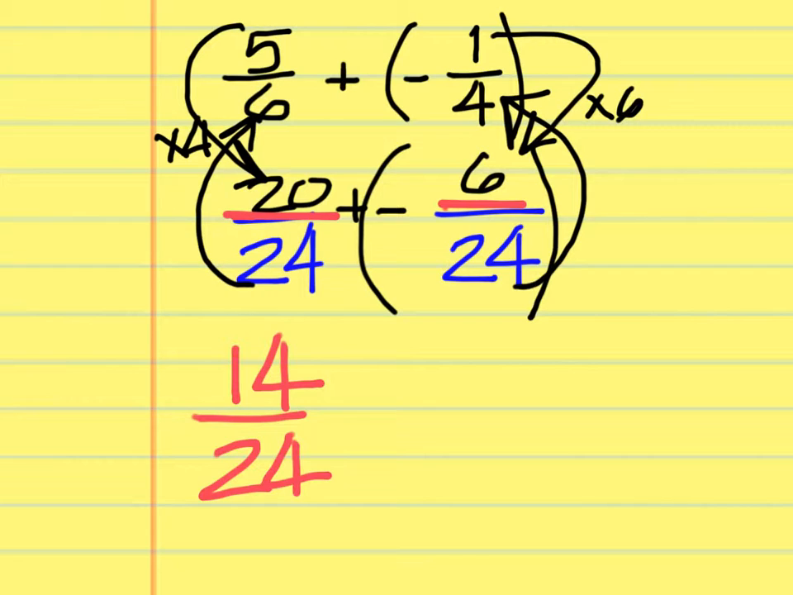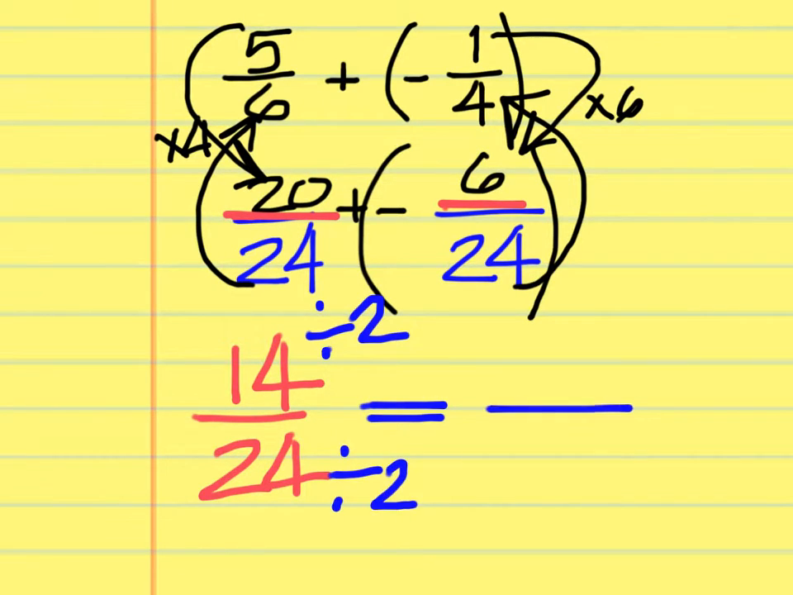The only problem is you're going to have to reduce more than likely once you get to an answer. What is the highest number that will divide into 14 and 24? Six won't go into 14. 2 is right. If I divide 14 and 24 by 2, what do I get on top? What's 14 divided by 2? 24 divided by 2. There's your answer.